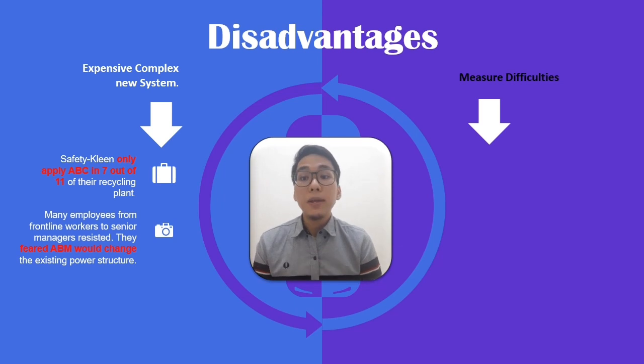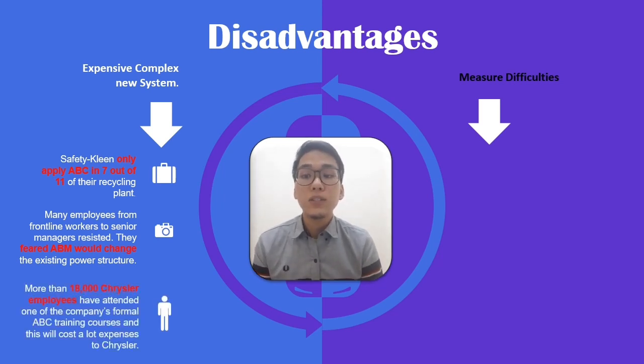So next, many employees from frontline workers to senior managers resisted. They feared ABM would change the existing power structure. Of course, everyone would fear changing to something new. So next, more than 18,000 Chrysler employees have attended one of the company's formal ABC training courses, and this will cost a lot of expenses to Chrysler. Basically, we know Chrysler and also Safety-Kleen are big companies, so they must have a huge number of workers. To implement a new system, they must teach and train all of those employees.